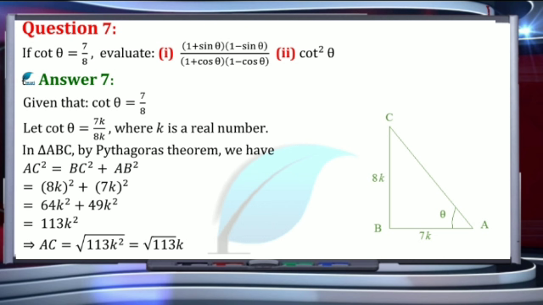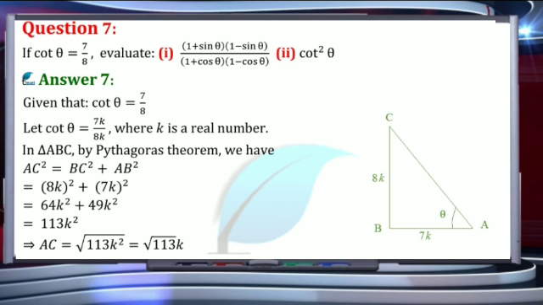Next, question number 7 is, if cot theta is equal to 7 by 8, then evaluate the value. First part is 1 plus sin theta into 1 minus sin theta, whole divided by 1 plus cos theta into 1 minus cos theta. The second part is to calculate cot square theta. So first, cot theta is 7 by 8. So that means we are getting the value of base upon perpendicular.